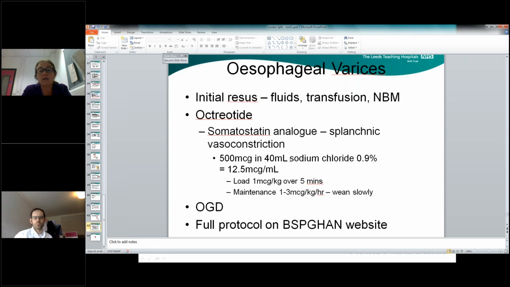And we have a very standard way of administering octreotide. It's got a really short half-life, so it's important that once it's started, it doesn't get stopped, because if you stop it suddenly, you can get rebound bleeding. And we would give a loading dose and then a maintenance dose, which we wean slowly once the bleeding has stopped over 24, 36 hours. And ideally, these children need referring to a liver unit for OGD and either sclerotherapy or banding of those varices. But octreotide is something that you can start immediately in your own centres.